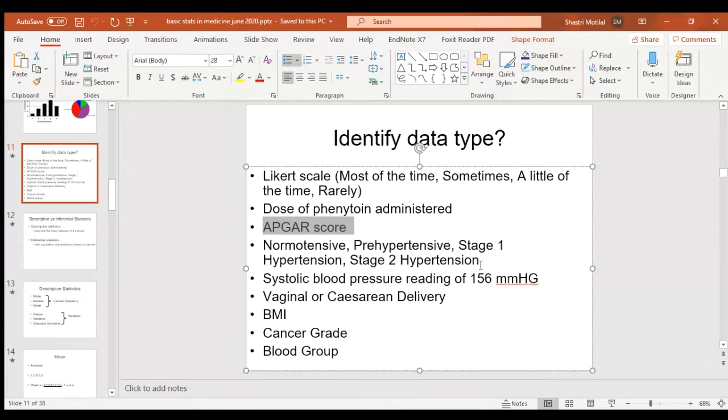APGAR score is ordinal. Next thing, if we record a person's blood pressure under several categories, suppose we record it under the categories that I have here on this slide: quantitative, ordinal, nominal. What do you all think about this one? So we recorded people's blood pressure. You say the person either was normotensive, pre-hypertensive, stage 1 hypertension, or stage 2 hypertension. That is how you recorded the blood pressure.